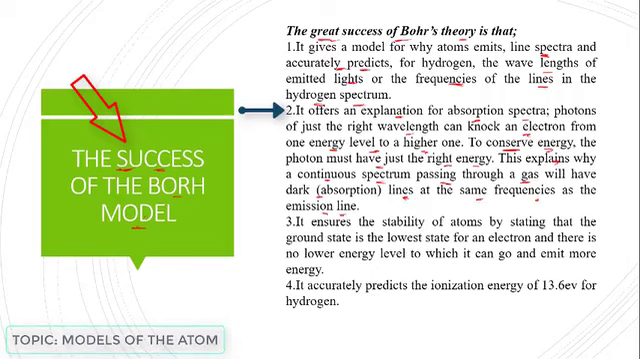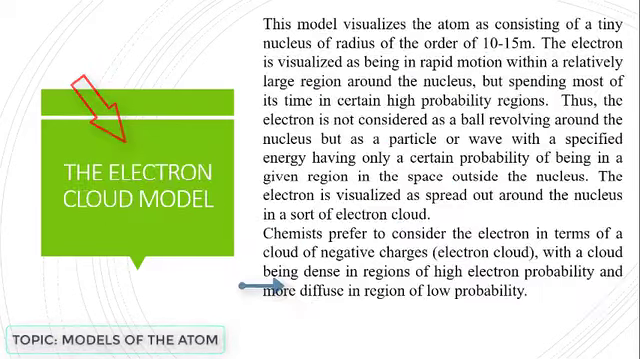The third reason why his theory was a great success was that it ensured the stability of atoms by stating that the ground state is the lowest state for an electron, where an electron would not be able to go beyond, and that there is no lower energy level after the ground state to which an electron would be able to go and emit more energy. And then the fourth reason why his theory was a great success was that it was able to accurately predict the ionization energy of 13.6 electron volts for hydrogen.